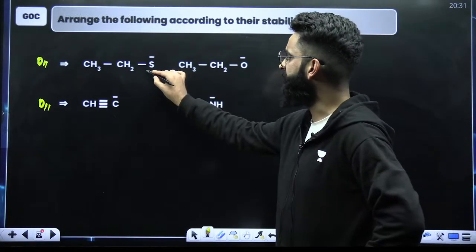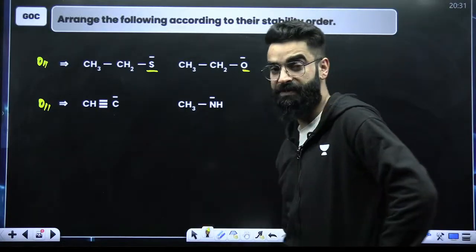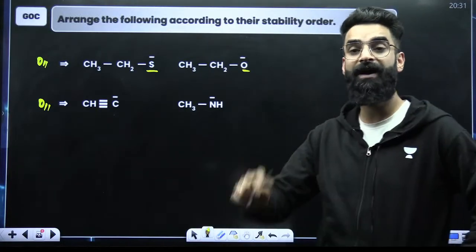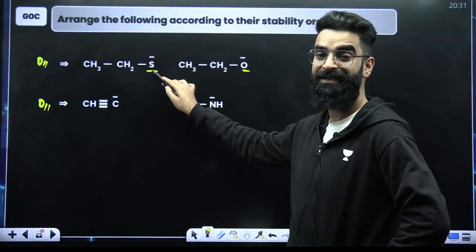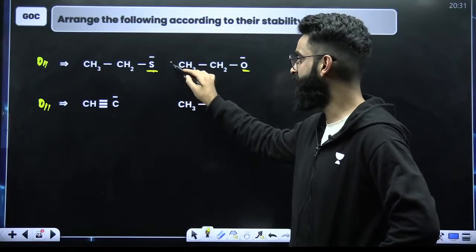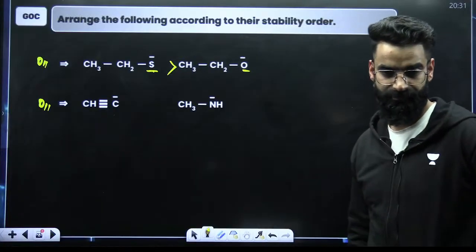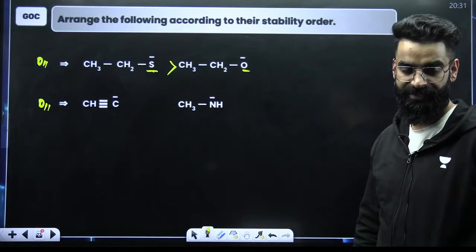See, guys, sulfur carrying negative, oxygen carrying negative. Sulfur and oxygen, they belong to the same group. And in the group, you talk in terms of volume charge density. More the size, lesser the VCD, more the stability. So this is the stability order. Right? This is the stability order.